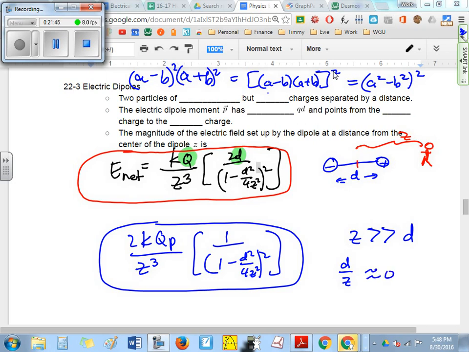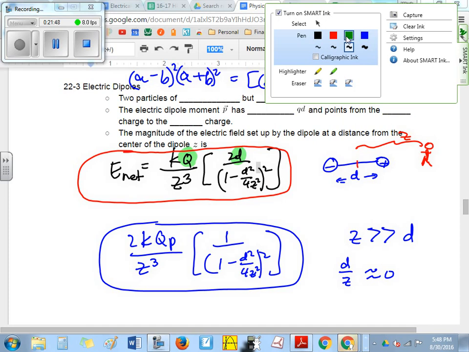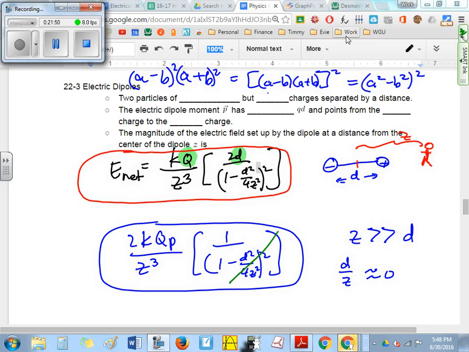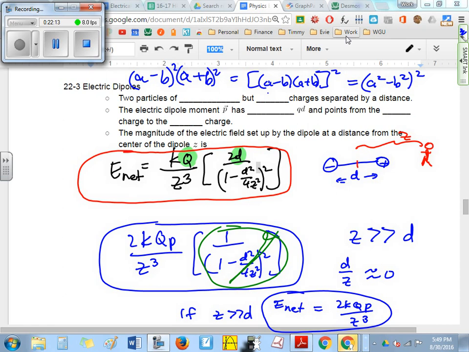What happens then? Well, if that's the situation, then this term is going to vanish, this little bottom right piece. So it's going to basically just become a 1 right here. So if z is much, much bigger than d, then you can just say that the net field is only 2k cubed p over z cubed. Like, you don't need the rest. And since often our dipoles are far enough away, we could use this abbreviated formula. Okay? So don't forget about the blue formula above it, but understand when you're further away, you could use this abbreviated form.